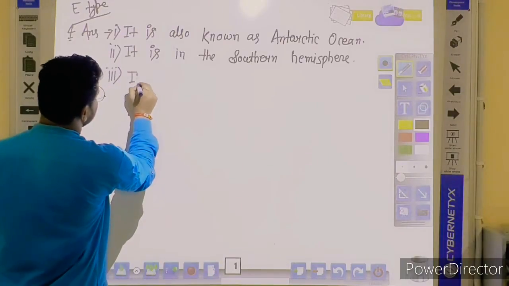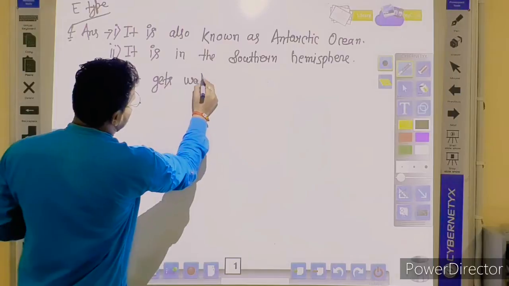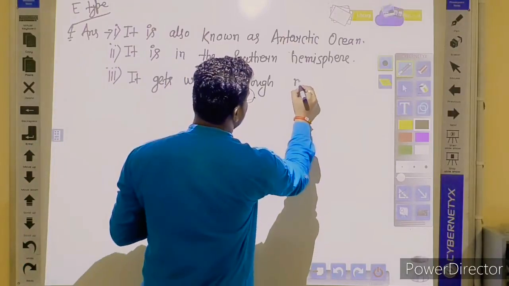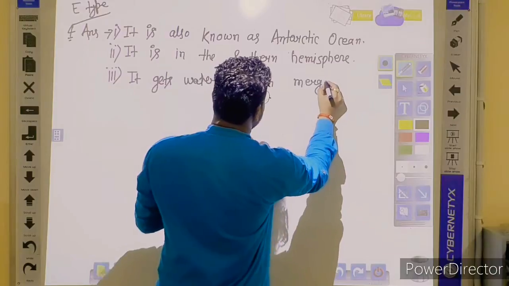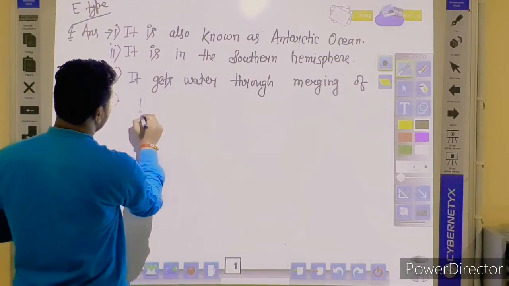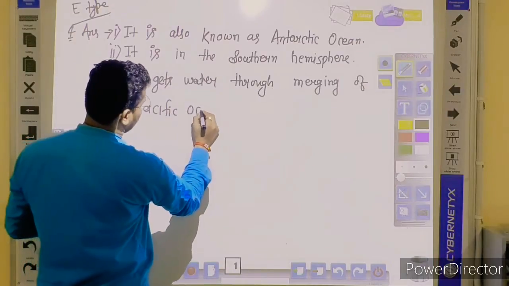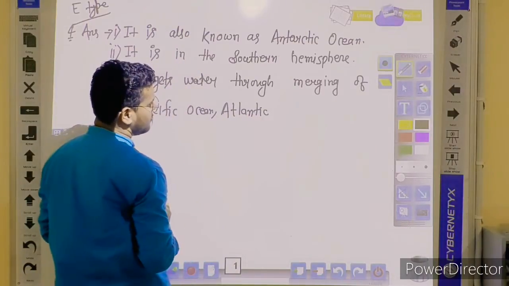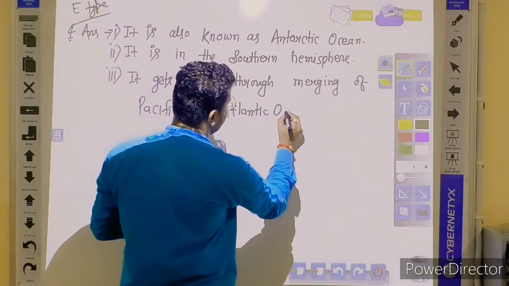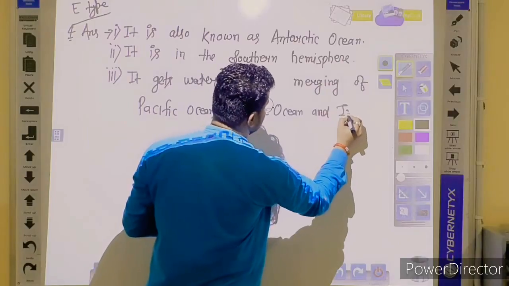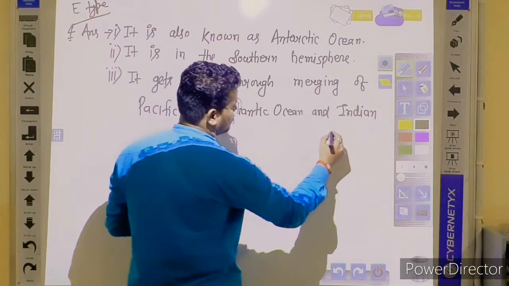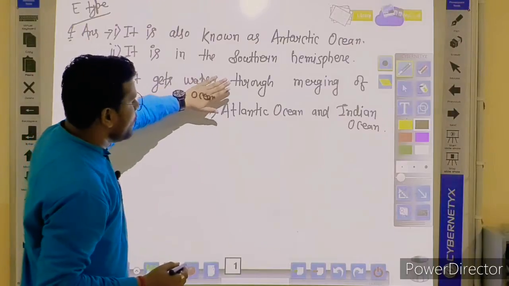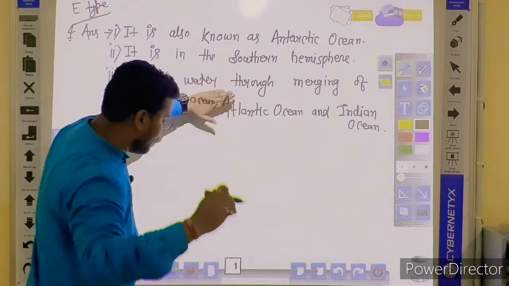And the third point is your last point. It gets water through merging of Pacific Ocean, Atlantic Ocean, and Indian Ocean. To understand this line, let us see one image.